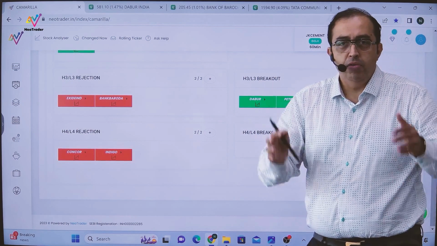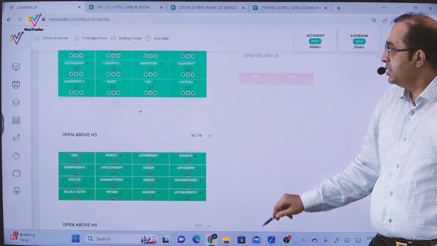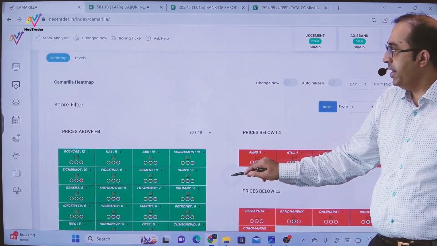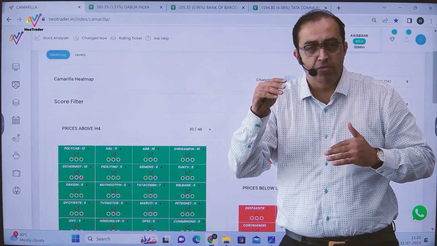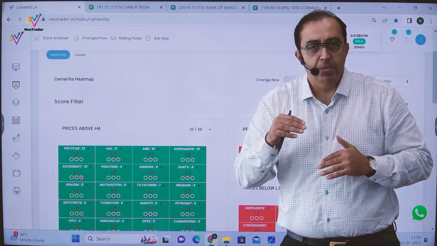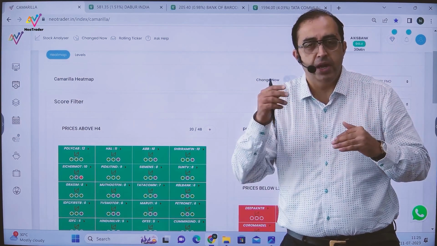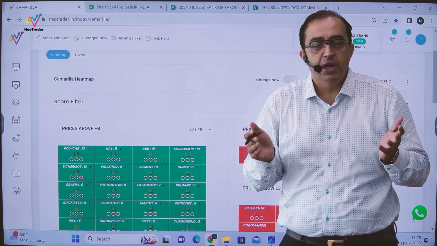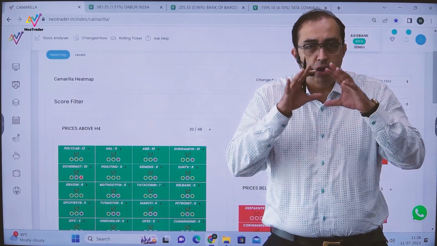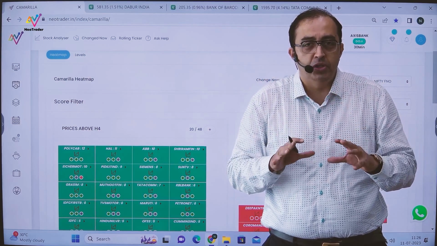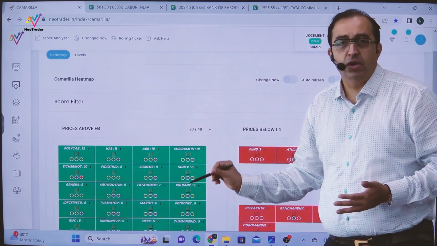Now if you summarize the entire Camarilla page, it is a series of levels which are getting defined. The heat map has prices above H4, prices below L4, then above H3 and below L3. In the same way, rejection at H4, rejection at H3, breakout at H4, breakout at H3. Because eventually the market is about either a breakout or support resistance trading, or where the price is situated and how it is positioned. Everything is mentioned here. And now the beauty is that this is on an intraday basis.